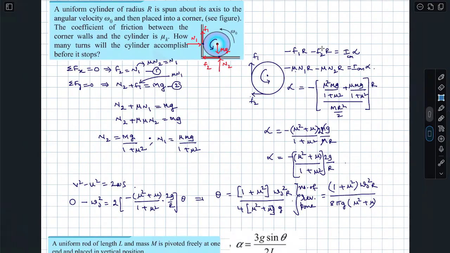Gyaneshwari, any doubts? No, sir. Dakshesh? No, sir. Right. Next. Are we clear?